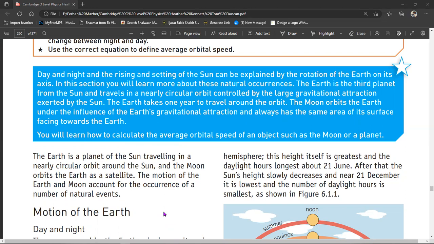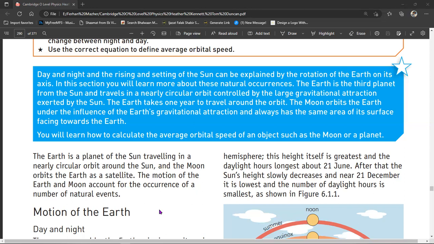The Earth is the third planet from the sun and travels in a nearly circular orbit controlled by the large gravitational attraction exerted by the sun. The Earth takes 1 year to travel around the orbit. The moon orbits the Earth under the influence of Earth's gravitational attraction and always has the same area of its surface facing towards the Earth. You will learn how to calculate the average orbital speed of an object such as the moon or a planet.